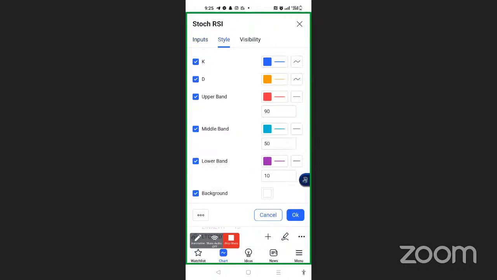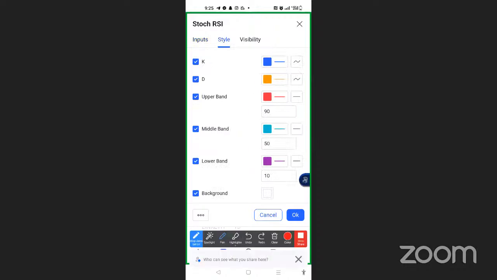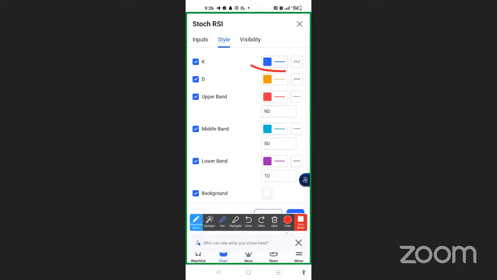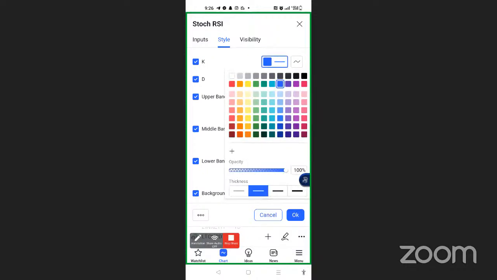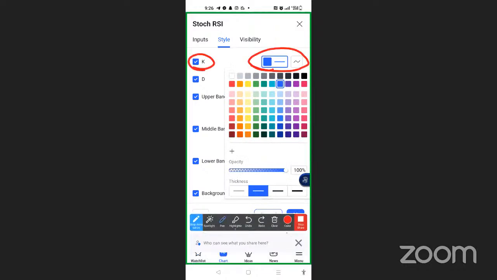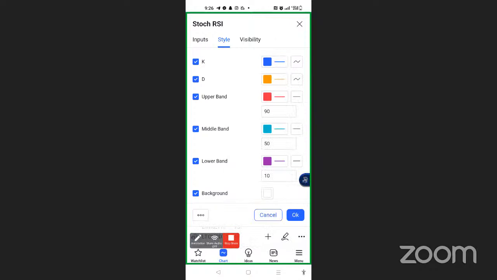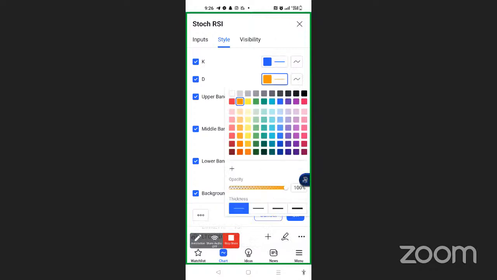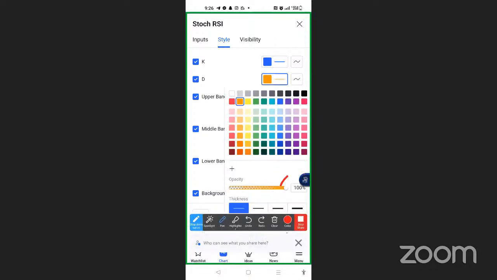This is where most people find a challenge. So when it comes to the K here, you are able to choose blue. Blue is my favorite color. Make sure the opacity is 100 and the thickness is at this level. Then let's go to D. Make sure the opacity is also 100 and the thickness is on the first line.